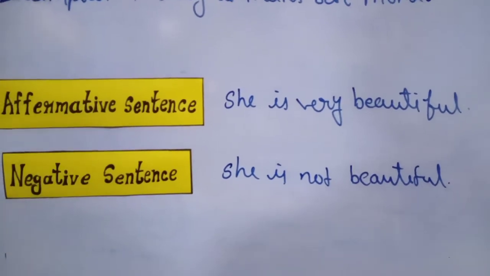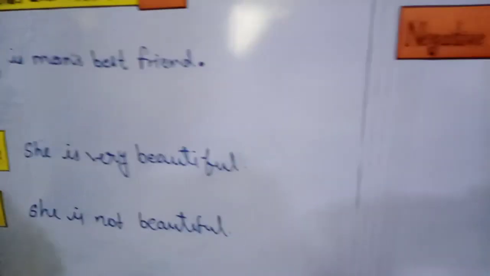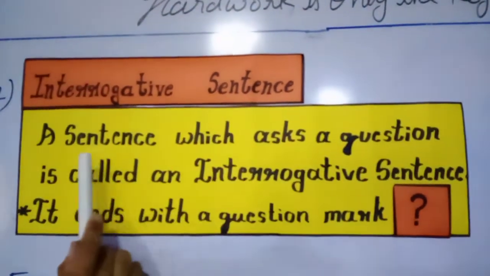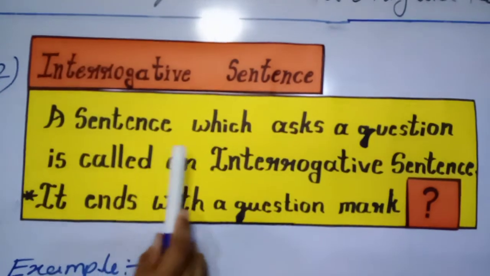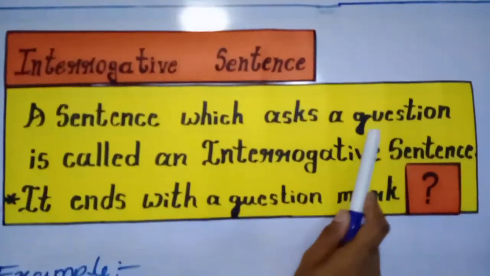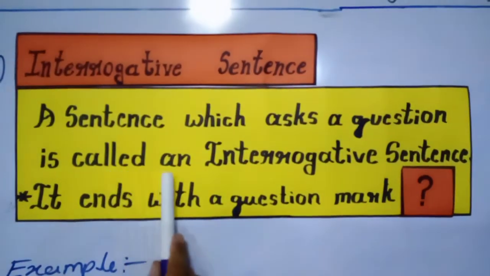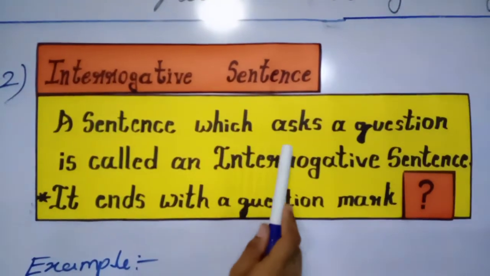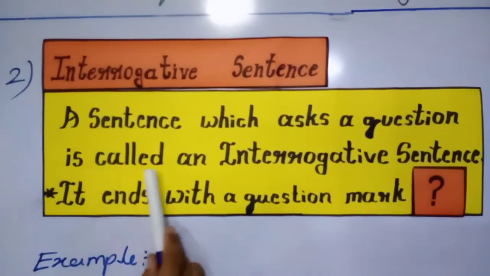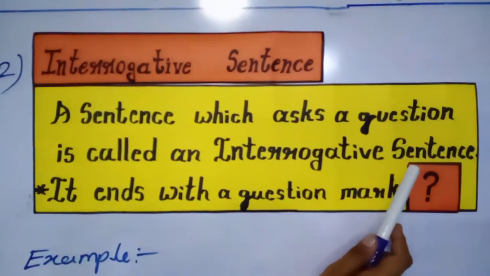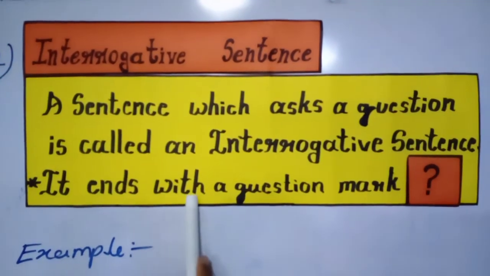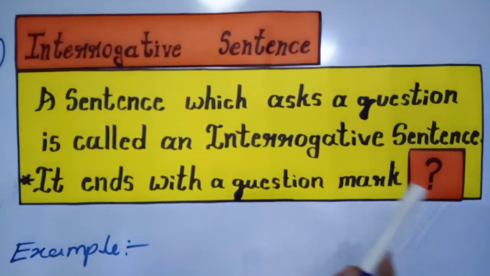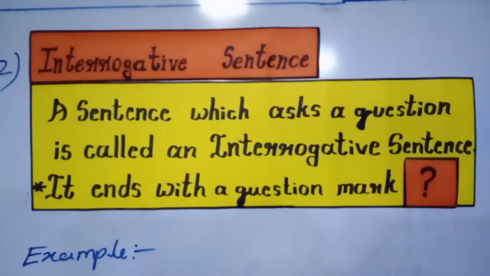Now the same way turn for the second one, second kinds of the sentence, that is interrogative sentence. What is that? A sentence which asks a question is called an interrogative sentence. It ends with a question mark. This way we can draw the question mark. The sentence should end with a question mark.